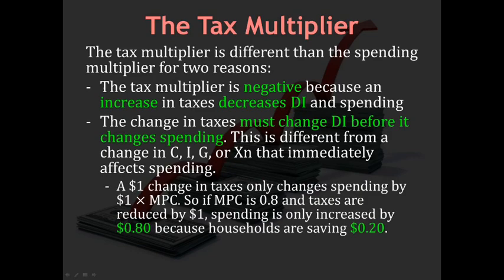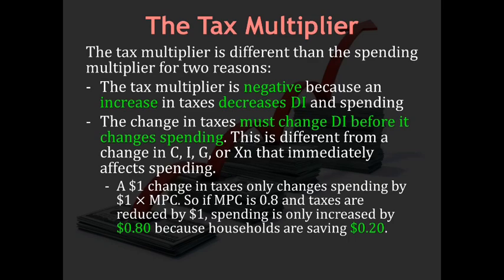So here's an example. A $1 change in taxes only changes spending by 1 times the MPC. So if MPC is 0.8 and taxes are reduced by $1, spending is actually only increased by 80 cents. And the reason is the households are going to save according to the MPS. So that means they're going to save 20% or 20 cents of the $1. So only 80 cents of that original dollar and extra money from a tax decrease goes back into the stream of commerce.